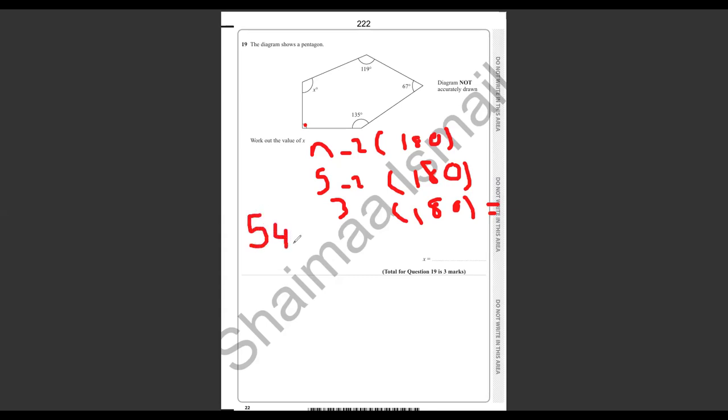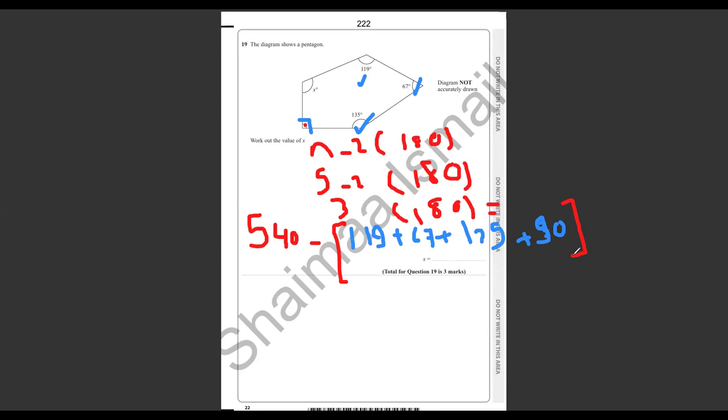So we take this 540 and subtract from it the other angles to get the value of x. Here we have 119, so minus 119 plus 67 plus 135. And this is 90 degrees. He has to make something like this, make it an isosceles triangle. Make it anything; you have to guess and check your geometrical information about this.